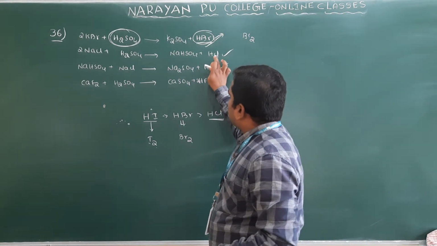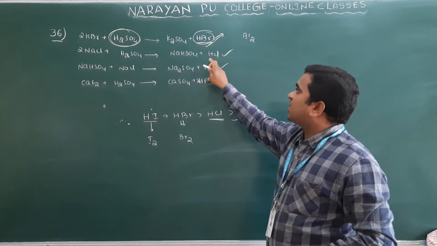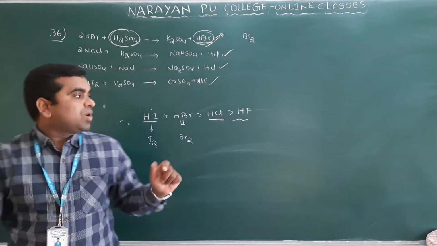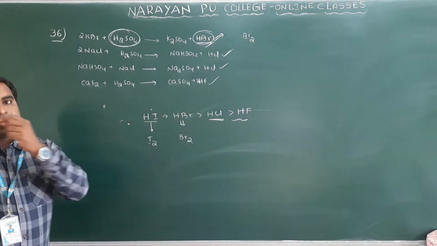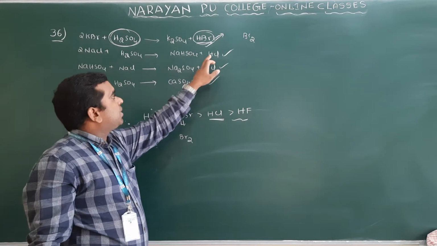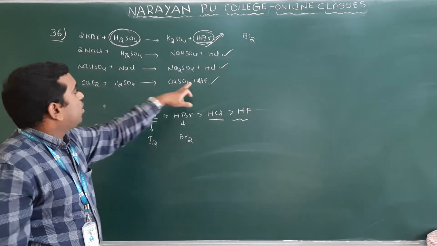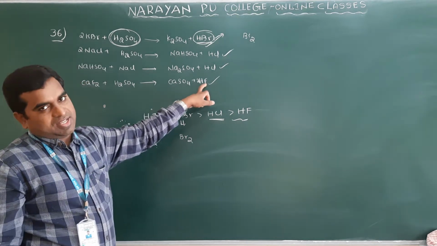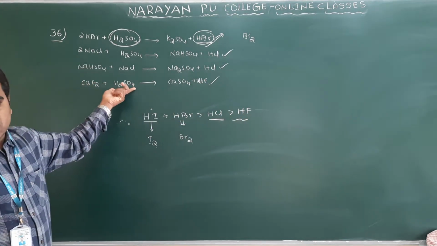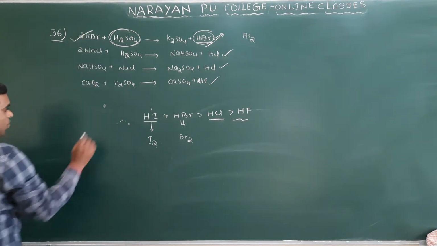Clear? But here you may ask, sir, HCl is also oxidized by H2SO4? It is not easily oxidized by H2SO4. So this method can be used to prepare HCl, and this method can also be used to prepare HF. HF won't be easily oxidized in the presence of H2SO4. So your option should be option 1.